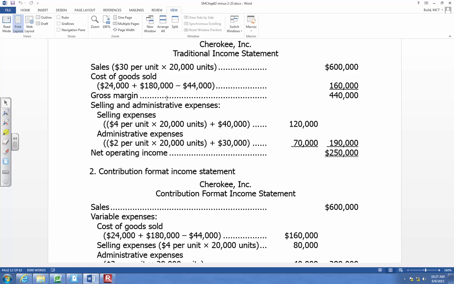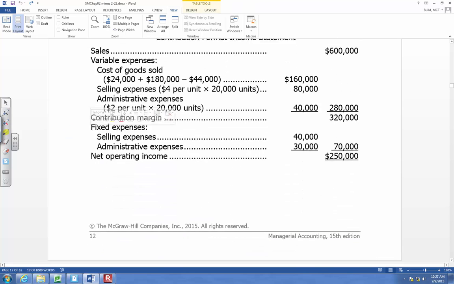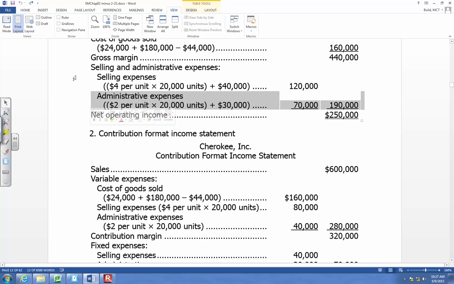But in the old-fashioned traditional format, you've got to add the variable to the fixed, right? So there's a variable component to your selling expenses and a fixed component. And those all just get lumped together in your old traditional P&L, right? So always ask yourself that. I can tell you that's something that will catch students.